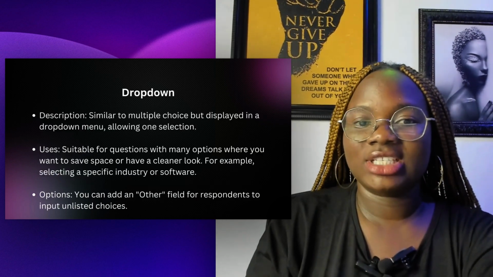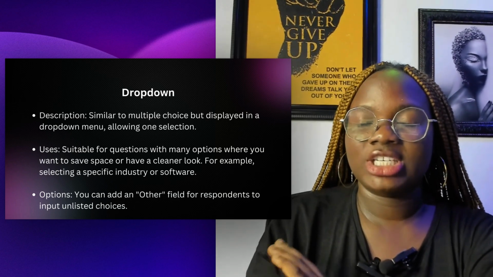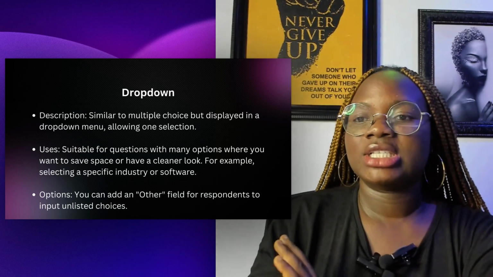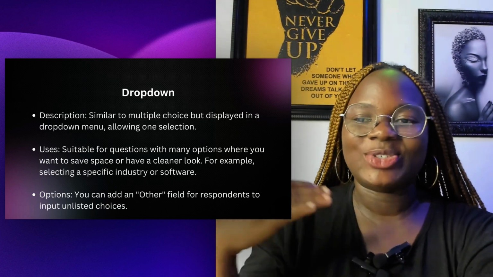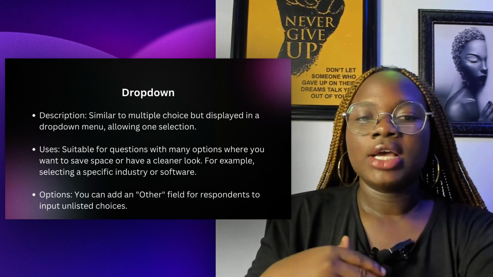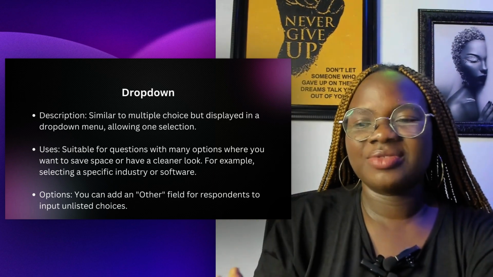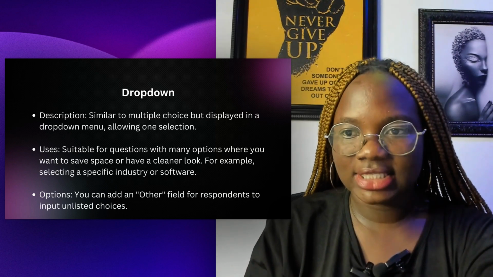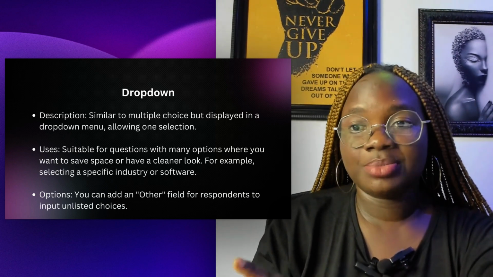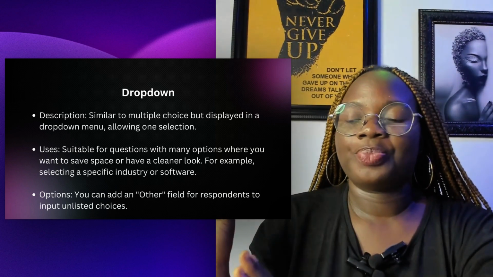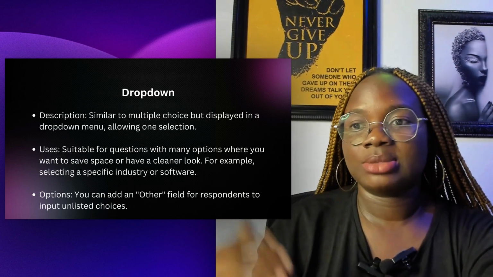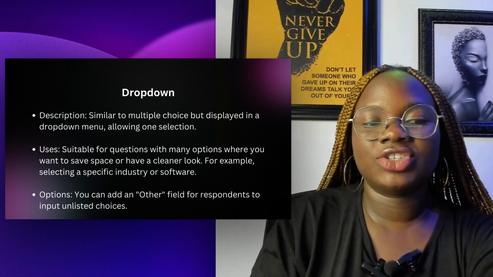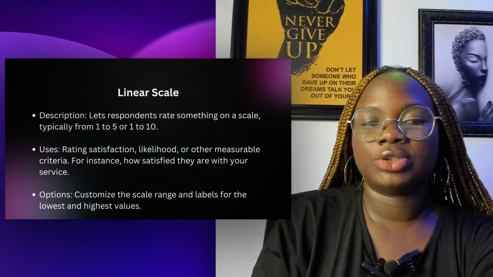Okay, so the next one is the drop down menu. The drop down menu is similar to multiple choice, but the only difference is that it drops down, as the name implies. So it is used to save a lot of space, and you can have that drop down pick only one answer, like multiple choice. It is suitable for asking questions about maybe a specific industry or their email marketing software. And in the drop down menu you can also have the other option.